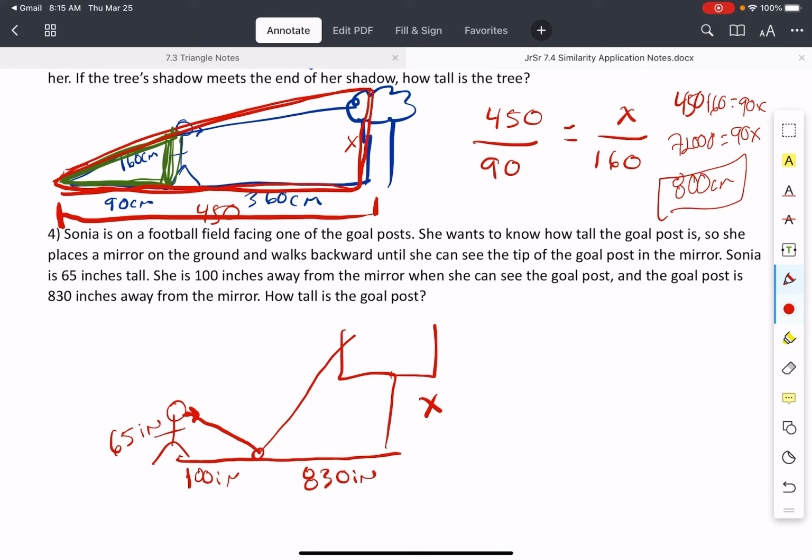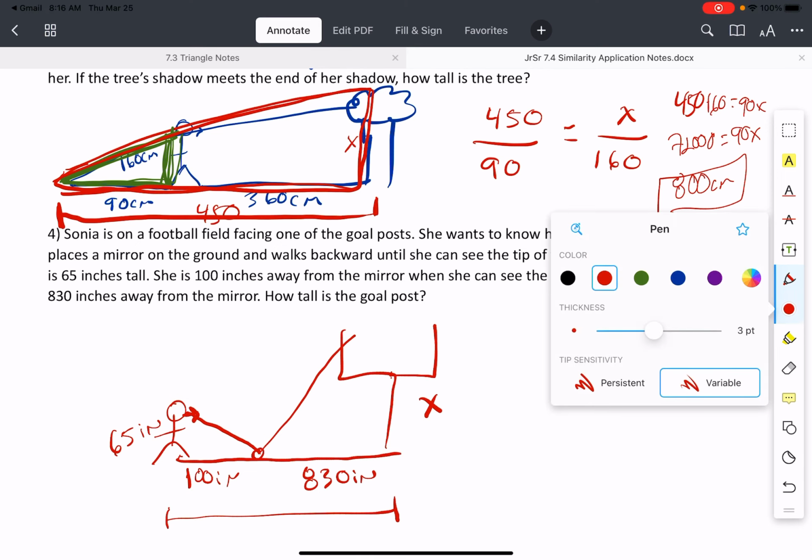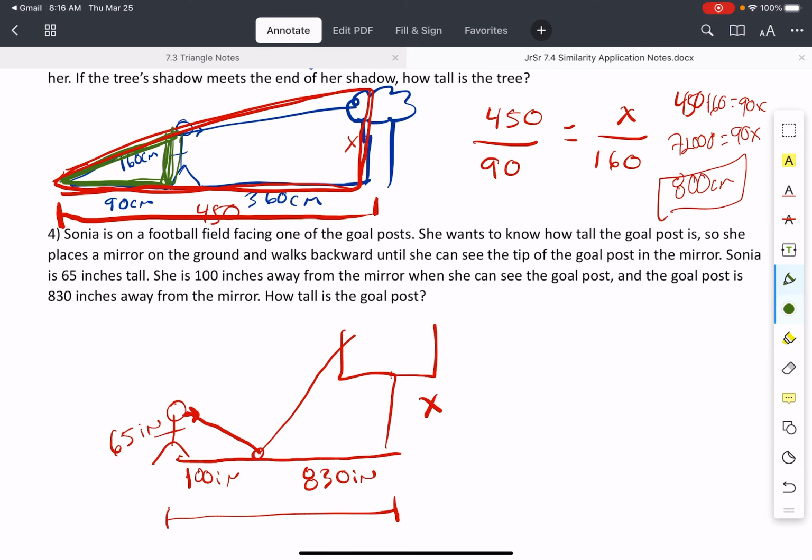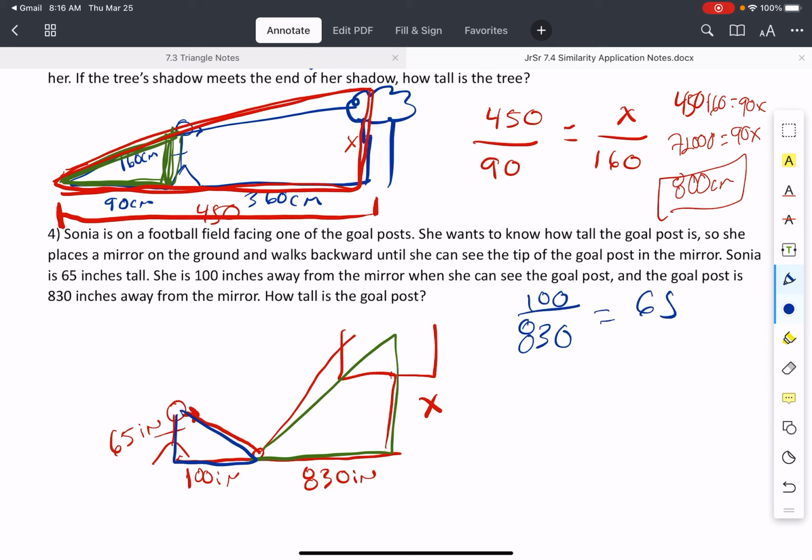Would this work in real life? Oh, yeah. So are you adding the 130? Not on this one, because that doesn't represent a whole triangle length, right? My triangles on this one are here, and here. So that means it would be 100 over 830 equals 65 over x. You got it, Victoria.